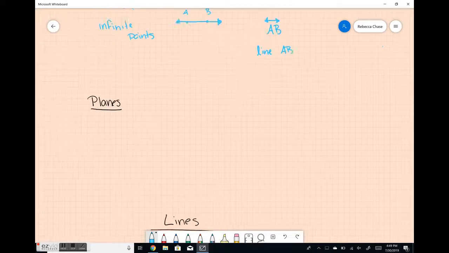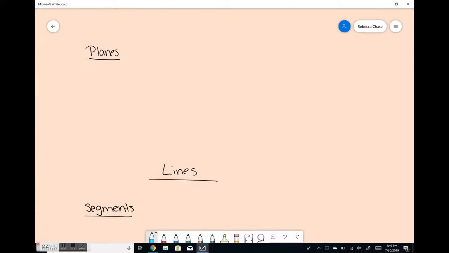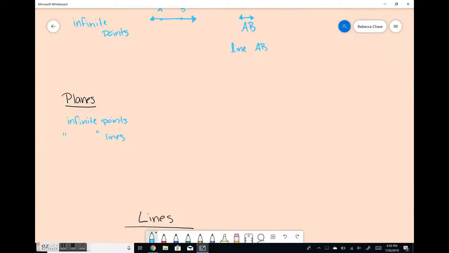Next is a plane. This is going to be the one that you probably haven't seen before. When we're talking about a plane, not only does it have an infinite amount of points on it, it also has an infinite amount of lines. When we draw this, it's going to look like this.